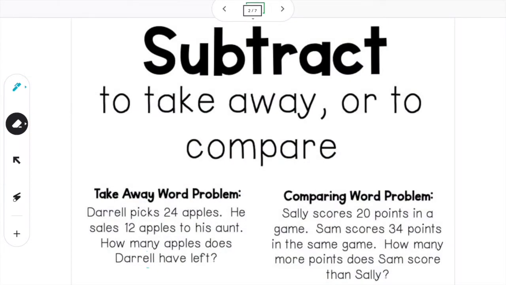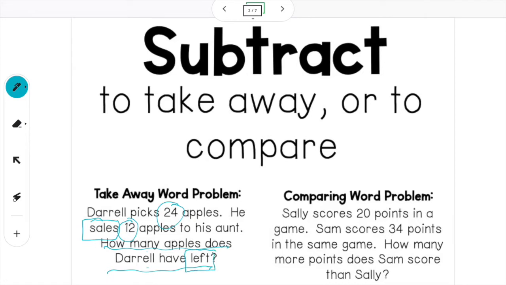Alright, to subtract means to take away or to compare. So I have a couple of word problems that I want us to take a look at. So let's take a look at the takeaway word problem. It says, Daryl picks 24 apples. He sells 12 apples to his aunts. How many apples does Daryl have left? Well, looking at this word problem, I know that Daryl sells apples, so that means he's getting rid of some. And I want to figure out how many he has left.